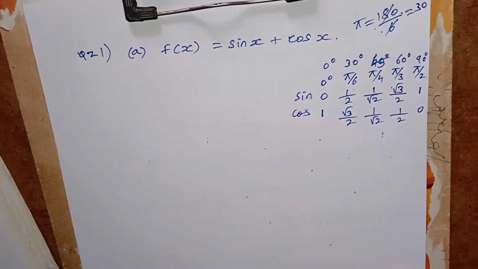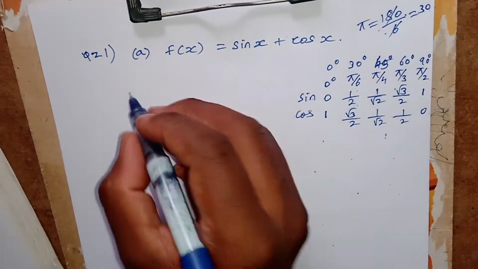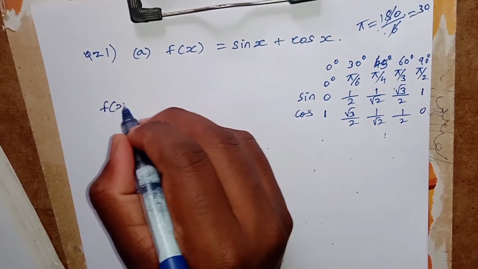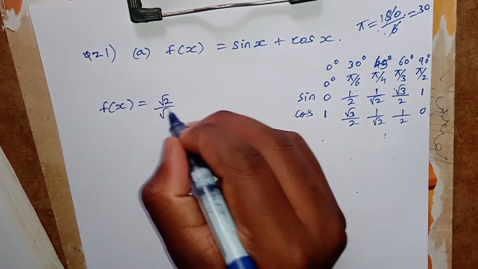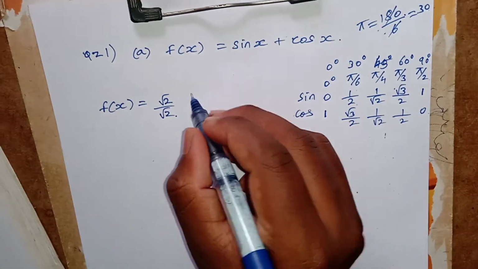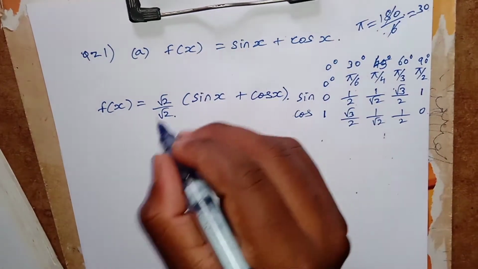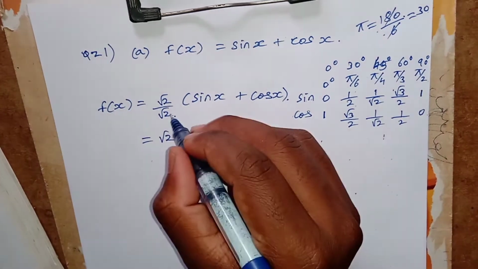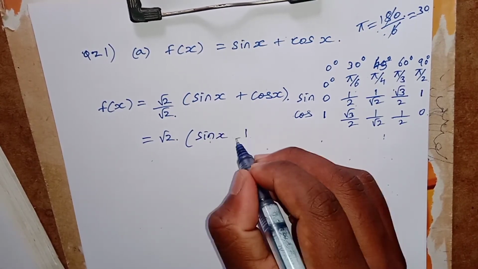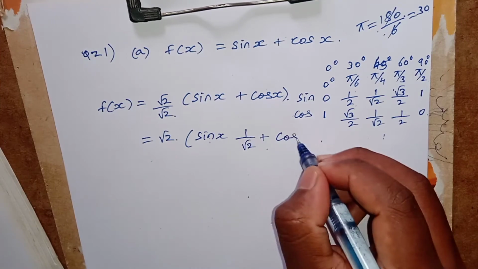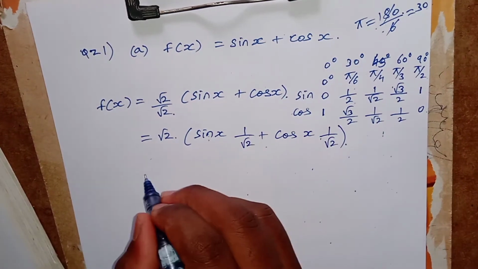Here sin x plus cos x, therefore we have to take f of x equal to, I am dividing and multiplying the numerator and denominator by root 2. Keeping root 2 here, this 1 by root 2 I am multiplying inside. Sin x into 1 by root 2 plus cos x into 1 by root 2.